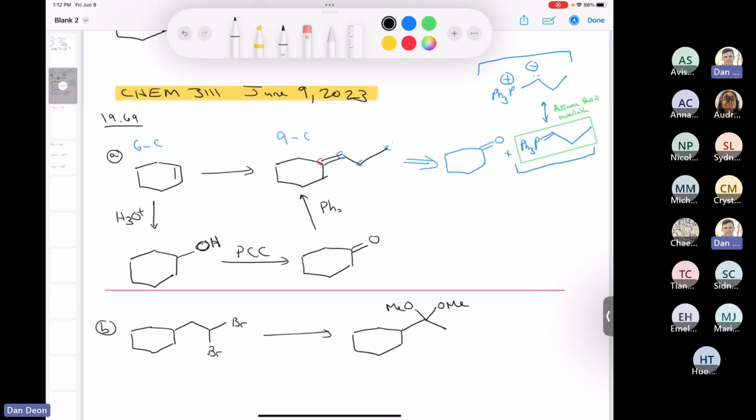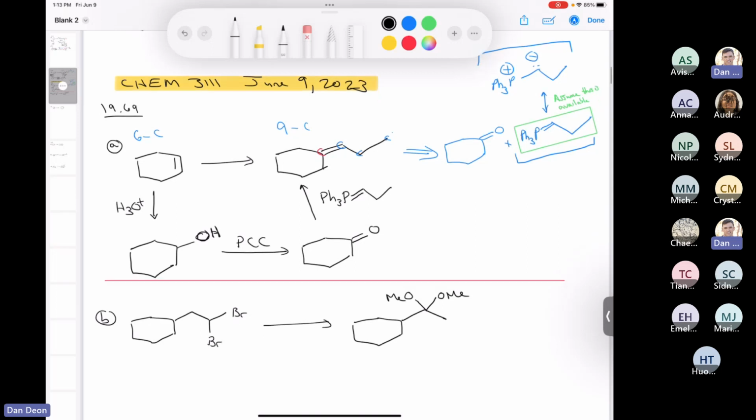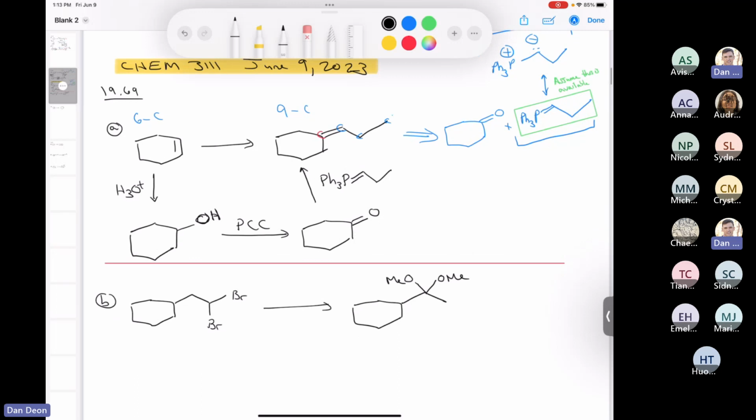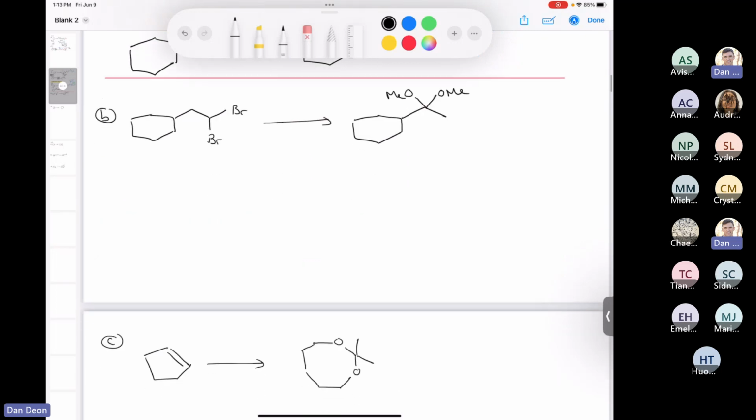So we're going to put our Wittig reagent. Remember, the Wittig reagent has 1, 2, 3 carbons in it, and we put the double bond between the phosphorus and the carbon. And there you go. That's the whole synthesis outlined for this reaction. So this is 19.69A. Let's move on to 19.69B.